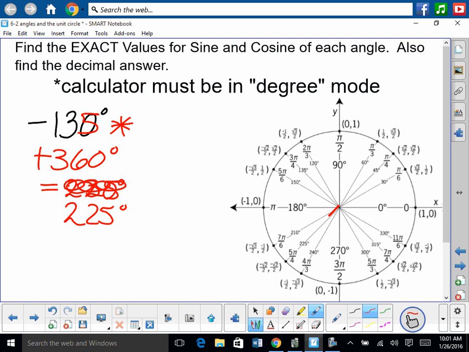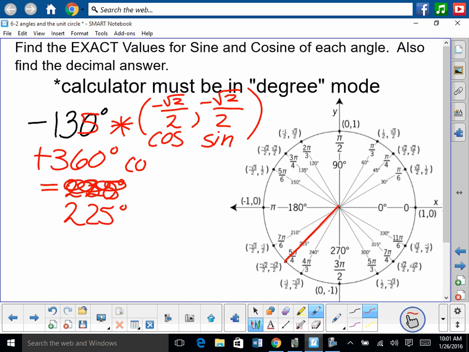So now I'm going to 225. If I went negative 135, it lands in the same spot. So we know we're at the right spot. So then we know that our point is negative square root of 2 over 2 and negative square root of 2 over 2. Cosine is x, sine is y. So you'd say cosine of negative 135 is equal to negative square root of 2 over 2. Is everybody comfortable with that? And then sine, I'm struggling. Sine of negative 135 is equal to negative square root of 2 over 2.